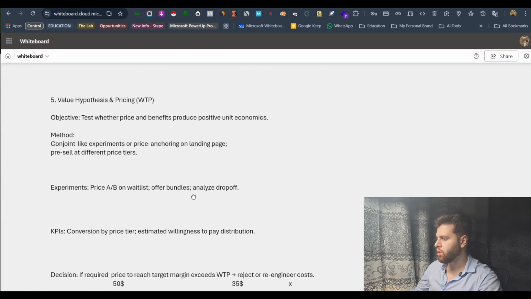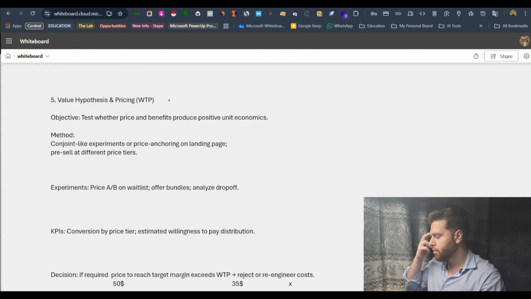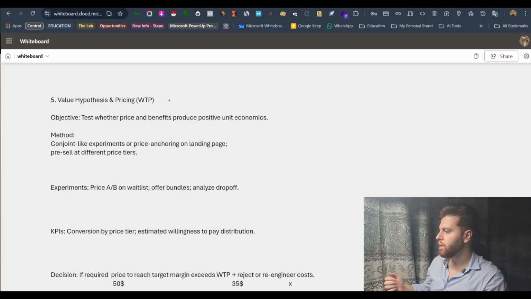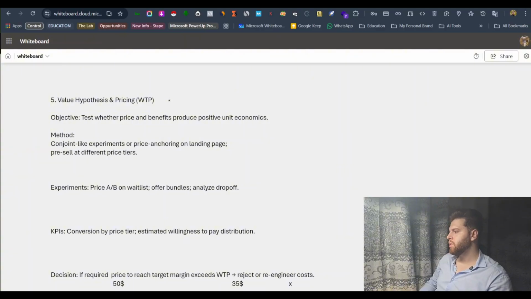Here we are talking about this metric, willingness to pay, or value pricing. The objective here is to test whether a price and benefits produce positive unit economics. The method we're talking about is actually explained in our ebook in a better way, but we are mentioning it here so you can have an idea about it. It's conjoint experiments or price anchoring on landing pages.